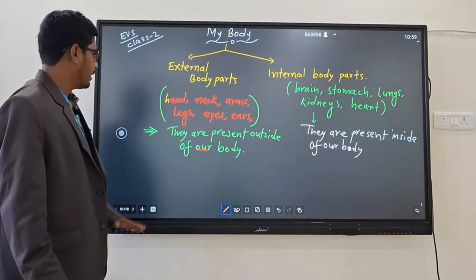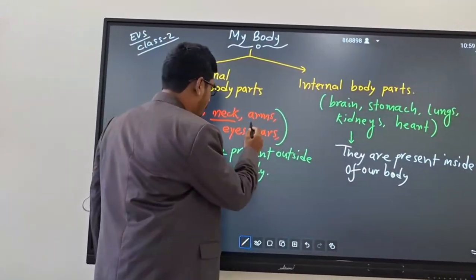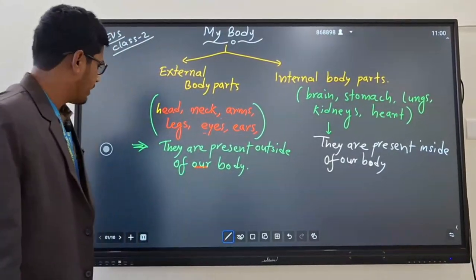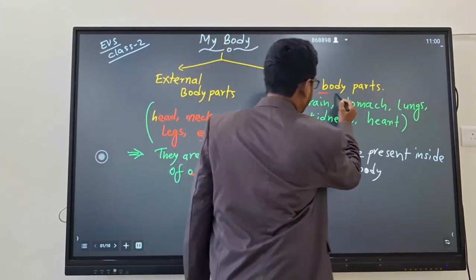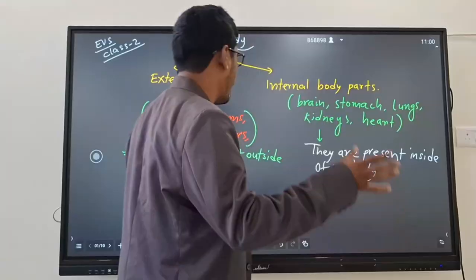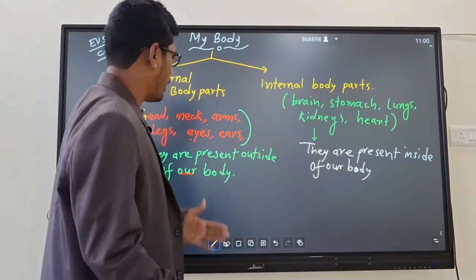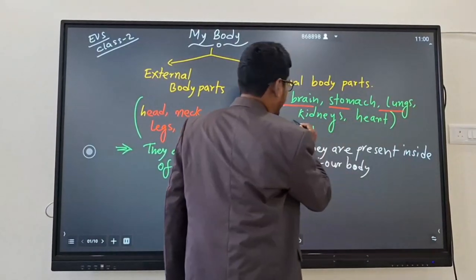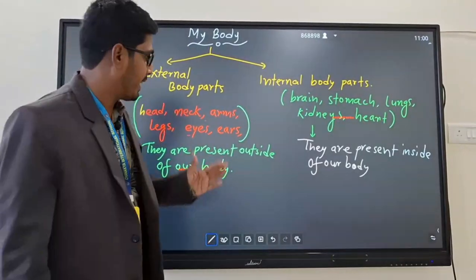So, which are the external category? The head is an external body part, neck also, arms, legs, eyes, ears, so many things are our external body parts. Next, move to the internal body parts section. Internal means we cannot see them from the outside, they are present in the inner side of our body. Brain, stomach, lungs, kidneys, heart, all are in our internal body parts category.